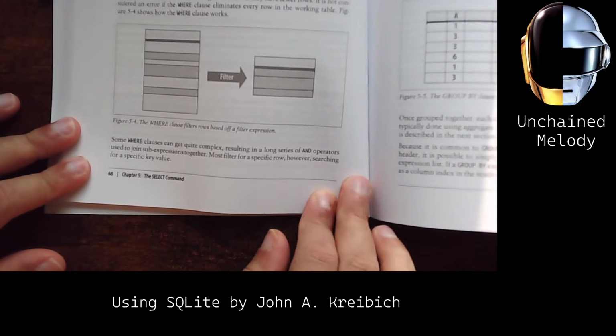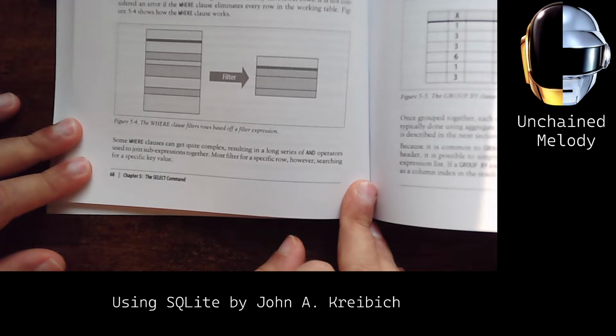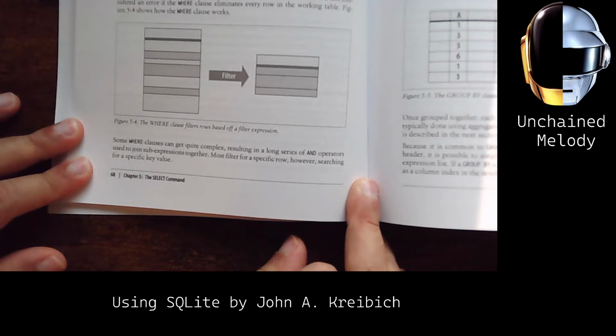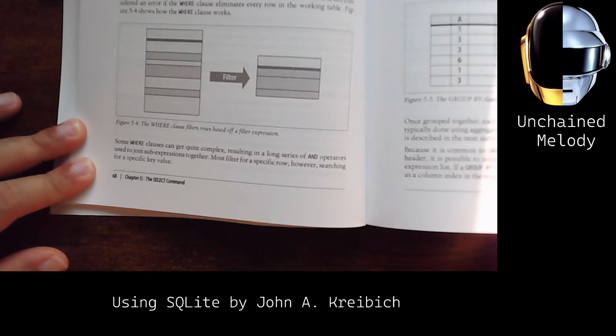The where clause filters rows based on filter expressions. Some where clauses can get quite complex, resulting in a long series of AND operators used to join sub-expressions together. Most filter for a specific row, however, searching for a specific key.